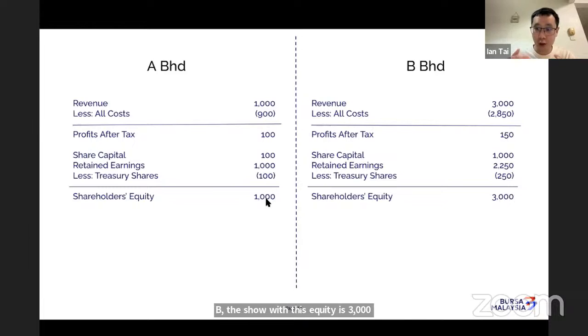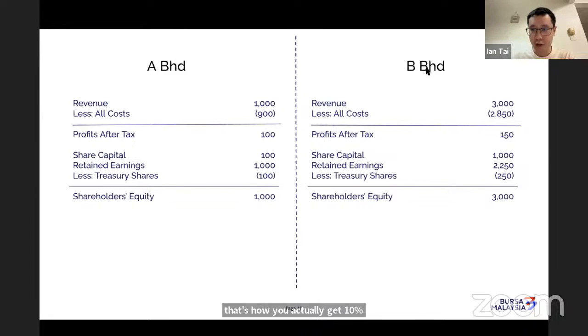So how do we calculate return on equity? Very simple. First, we take the earnings of the company. For A Berhad's case, the profit after tax or the earnings is 100. Then you divide it by 1,000, which is the shareholders' equity, times 100%. I believe you should get 10%. So that's how you get 10%.